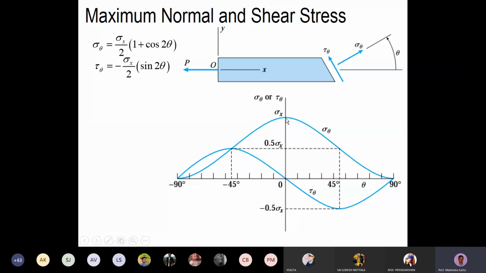And the minimum value will occur at theta is 90 degrees. Sorry, theta is 90 degrees. We'll have cos 180, and 1 minus 1 is 0. So that's where we get the minimum value.